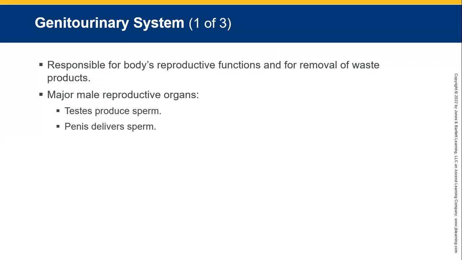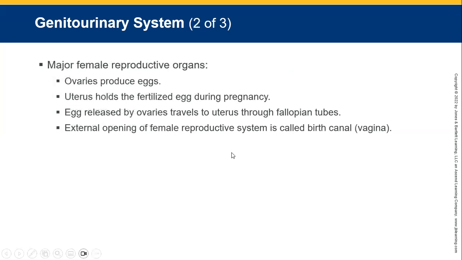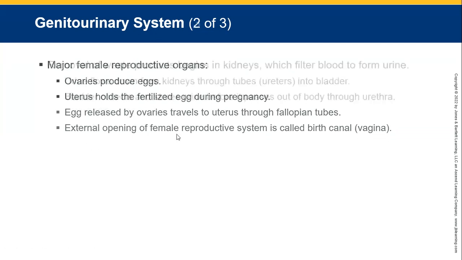Major reproductive organs in the male include the testes, which produce sperm, and the penis, which delivers the sperm. In the female, the ovaries produce eggs. The uterus holds the fertilized egg during pregnancy, 9 months, 36 to 40 weeks. The egg released by the ovary travels once a month into the uterus through the fallopian tubes, and if it is fertilized, it will grow in the uterus, and when we give birth, it will come out the birth canal or the vagina.